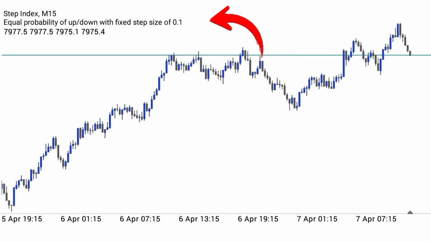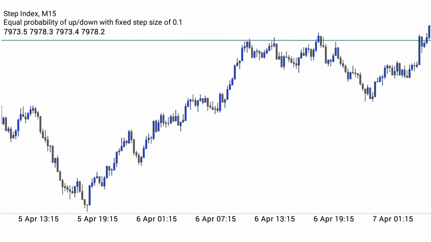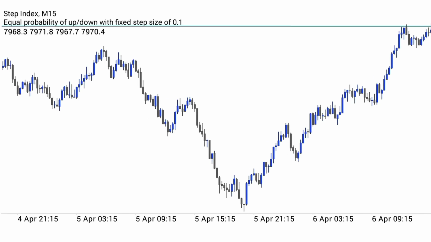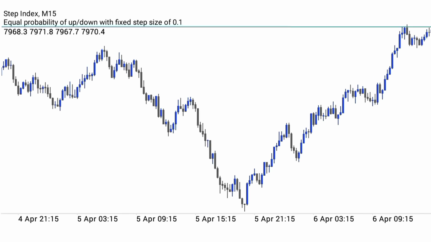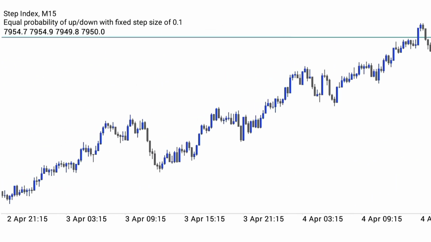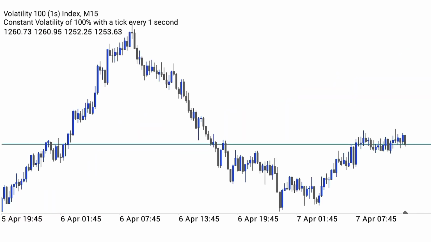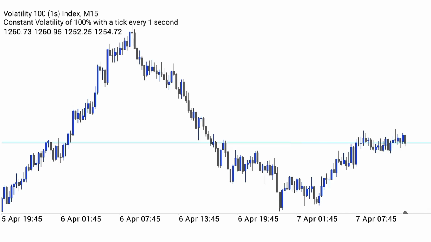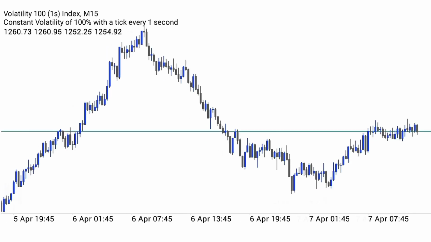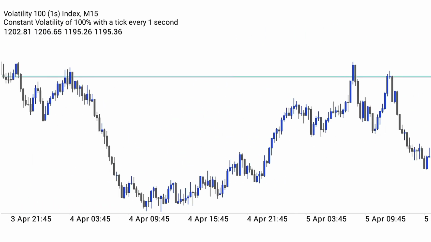Although this is just telling you the features of the asset you're about to trade, what they are telling you does not matter on the chart. What matters is your trading strategy. And that's what you're going to be working with when you're trading Deriv synthetic indices. So you have to know the differences. Let's look at volatility here. Volatility 101, what did they tell you? They said constant volatility of 100% with a tick every second.